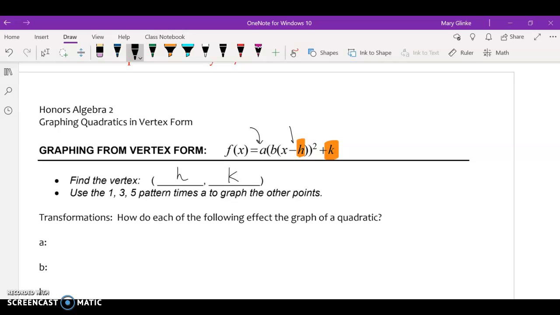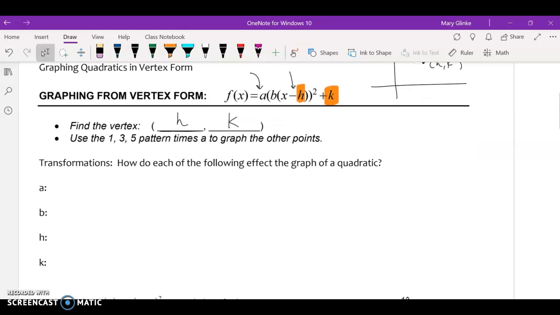Notice here how it is a minus h in your formula. So whatever sign is here, you're going to do the opposite of that when you find your vertex. Once you know your vertex, you're going to graph wherever (h, k) is, and then you're going to do your 1, 3, and 5 pattern from there to get that nice quadratic or U shape. So a, b, h, and k all do different things to your graph. They're going to move your graph around or stretch it.